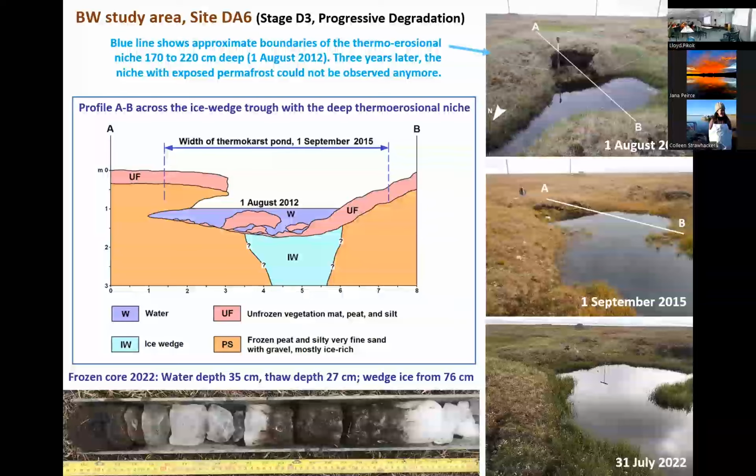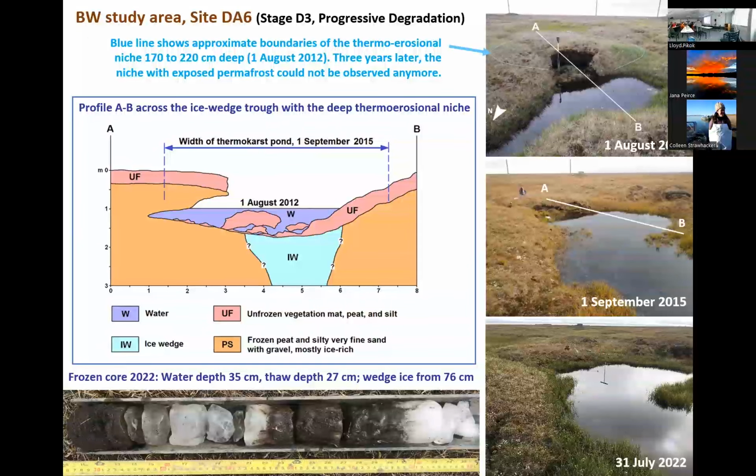And the ice wedge was practically exposed. We could feel it walking there. It was a huge 2 meter deep erosional niche, and we expected that at least here we have a perfect storm. Definitely it will develop into something much bigger. We will see a big thermokarst pond, but nothing happened when we came here in 2015. It already looked stable.